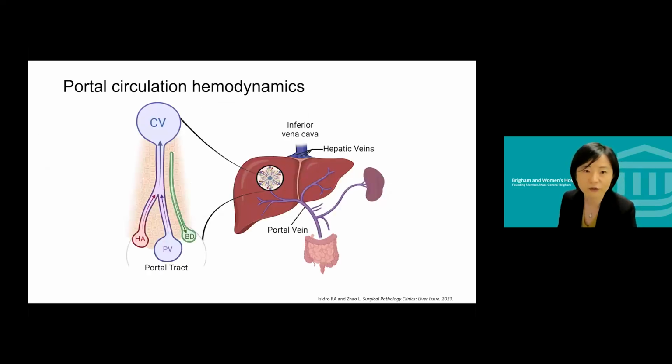But first, let's do a very quick review of the portal circulation hemodynamics. The portal vein collects the nutrient-rich blood from the GI tract. It enters the liver and drains into the sinusoids, and then eventually blood goes into the central veins and flows into the hepatic veins and the vena cava. And blockade, obstruction, or vascular disease involving any segment of this portal system will lead to increased portal pressure.